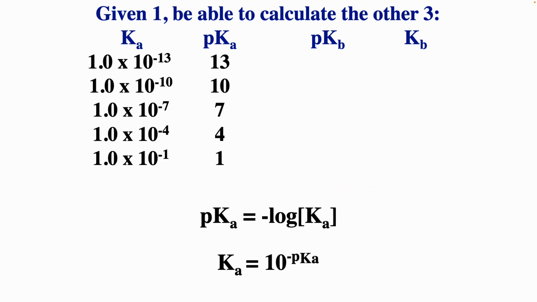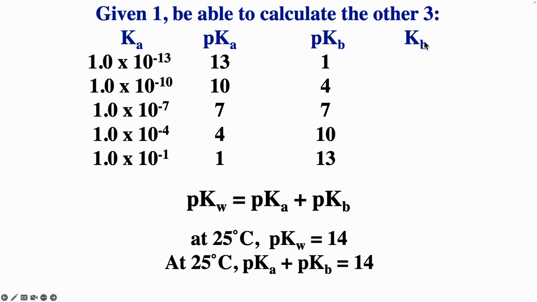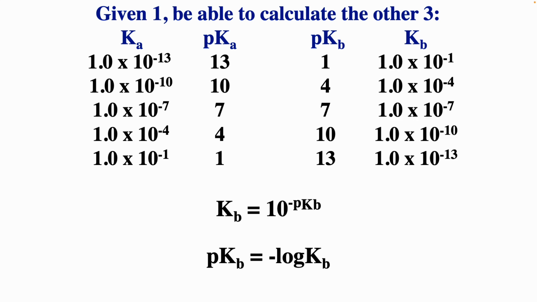And so if we're given the Ka, to get the pKa, we just take the minus log. So Ka of 10 to the minus 13 gives us a pKa of 13. To get the pKb, remember pKa plus pKb equals pKw, and at 25 degrees Celsius, pKw is equal to 14. And so if our pKa is 13, that means our pKb would be 1. Then Kb is going to be equal to 10 to the minus pKb. And so if our pKb is 1, that gives us Kb is 10 to the minus 1.